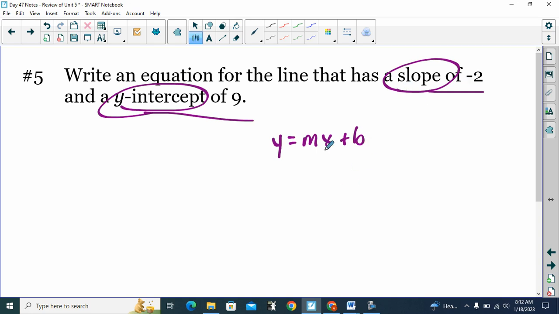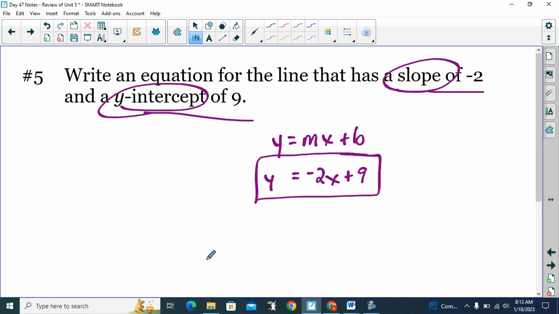Slope is -2, so I can put that in for m. Y-intercept, that's b, is 9. Put 9 in for b. Y equals -2x plus 9. If they give you slope and y-intercept, that problem's easy enough.